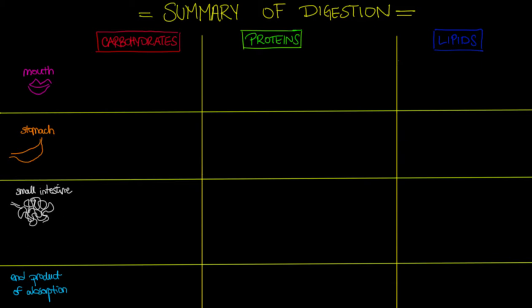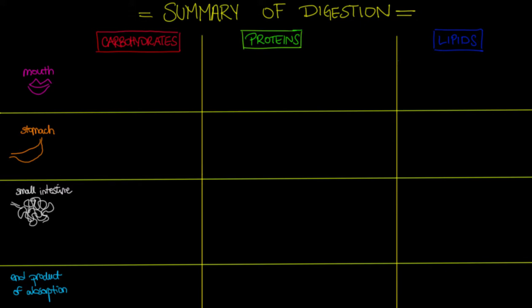The focus of this video is to summarize the events of digestion for each of your major organic nutrients, carbohydrates, proteins, and lipids. And we're going to examine how they are broken down at the different levels of your GI tract or alimentary canal, starting with the mouth, moving on to the stomach, and finally ending at the small intestine, which is also their site of absorption. So before we begin, let's go ahead and identify the end products of absorption.